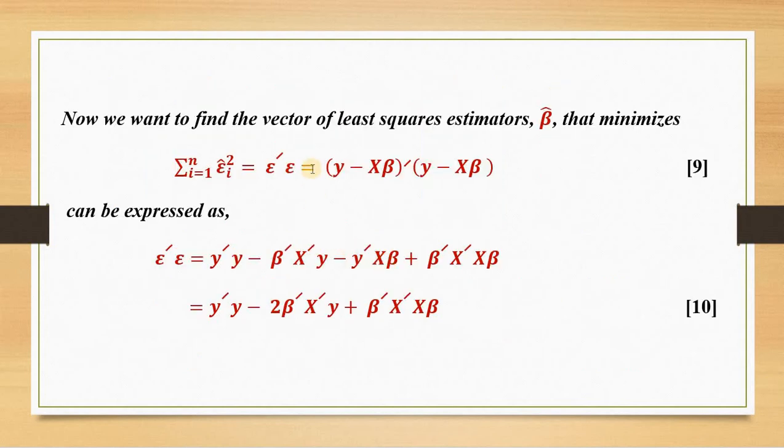So now we want to find the vector of the least squares estimators beta cap that minimizes this least squares function, summation i from 1 to n epsilon i cap square. In matrix notation we can write this as epsilon prime epsilon, which is (y minus X beta) prime (y minus X beta). After simplification, we have y prime y minus 2 beta prime X prime y plus beta prime X prime X beta.